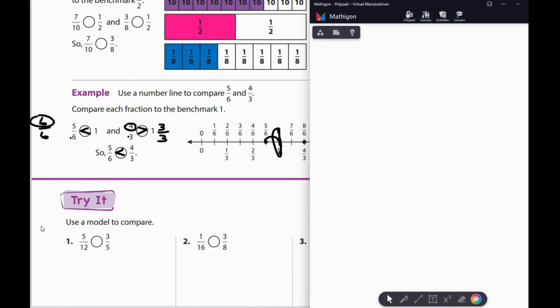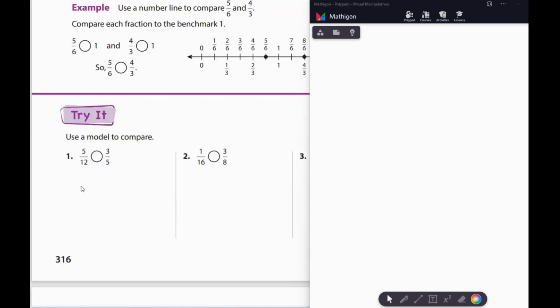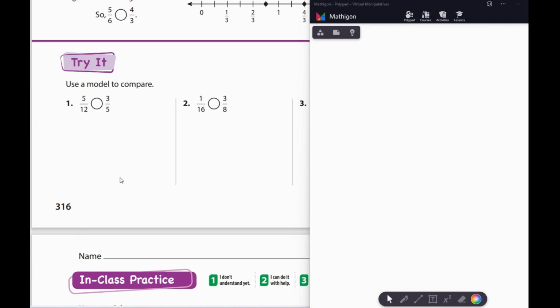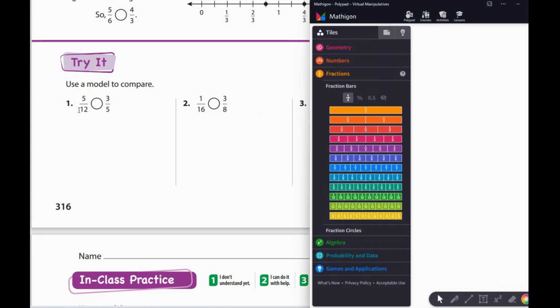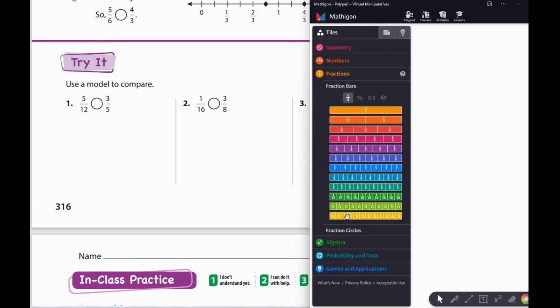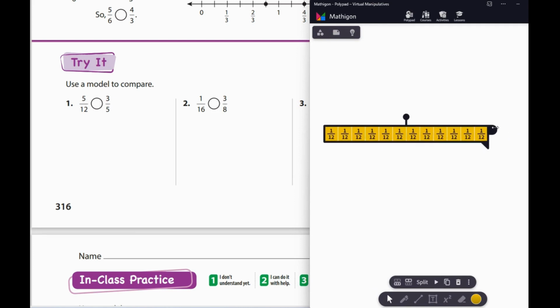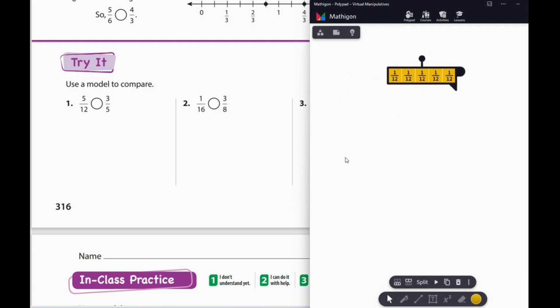All right. Let's look over here. Use a model to compare. Let's look at number 1. We're going to use a model, so we're going to use our board for this one. I need 12ths, right? So I'm going to use 12ths. Here's my 12ths, and I need 5 of them. So let me count 1, 2, 3, 4, 5. Here we go. 5 12ths.